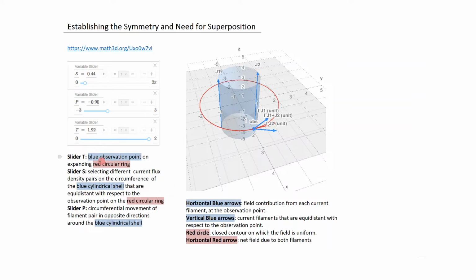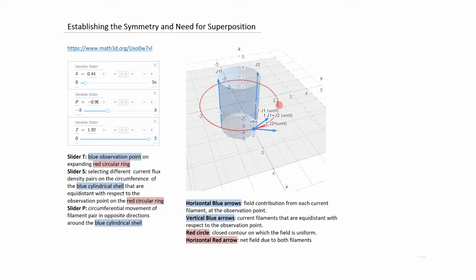These sliders allow you to play with this object. For instance, slider 2 is just a blue observation point on an expanding red circular ring. It allows you to increase the radius of the ring, and the blue point moves with it. Slider S selects different current flux density pairs on the circumference of the blue cylindrical shell that are equidistant with respect to the observation point on the red circular ring. This means that you're moving one in this direction, one in this direction, and the last one is where you're moving this one around in this direction and this one around in this direction, and the observation point is moved with it.